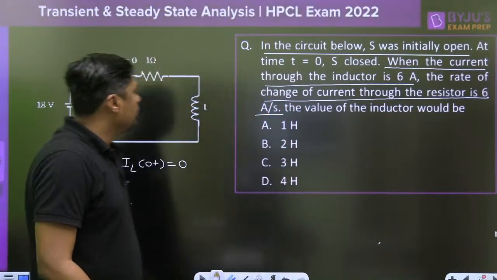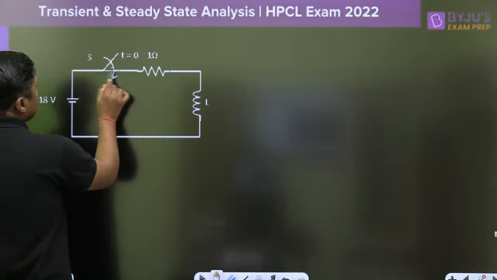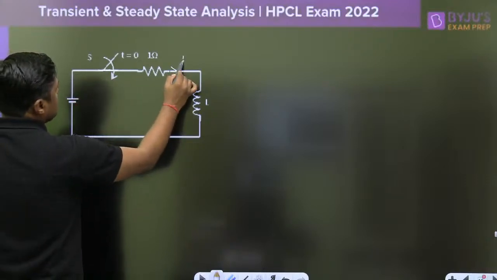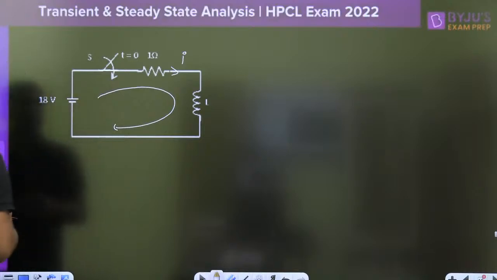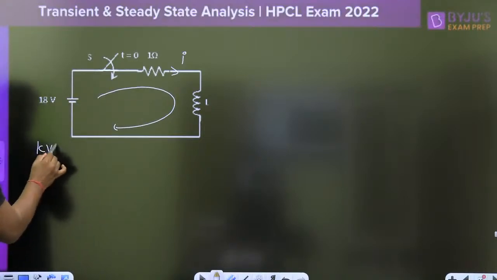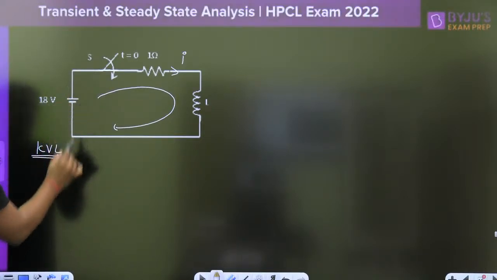Very simple, we can say, let this switch is closed, let this be the I, we can write a KVL here. What is the KVL here? When I am writing the KVL, this is the minus 18 volt.